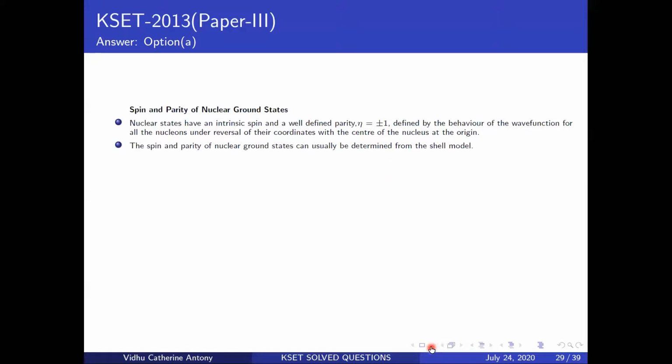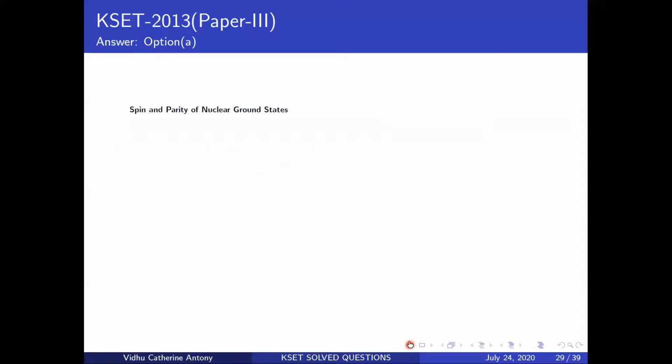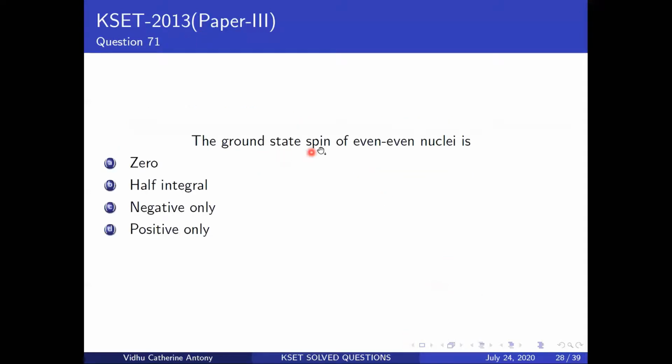Okay, so the spin and parity of your nuclear ground states can be determined from the shell model, which is something that you'll be learning in your third and fourth semesters. The protons and neutrons tend to pair up so that the spin of each pair is 0 and each pair has even parity. So your parity is plus 1. Why is that? Your protons have a spin half, neutrons have a spin half, so they pair up and end up with a spin of 0. So what is your answer here? The ground state spin of even nuclei is 0.